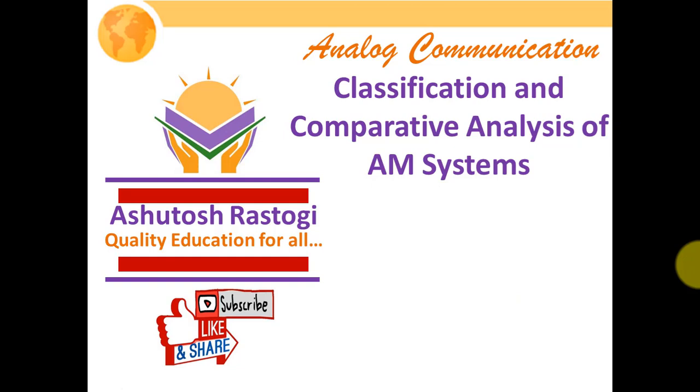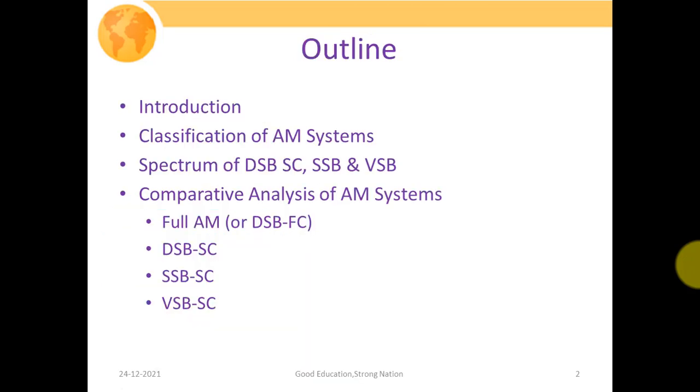Anyways, today in this particular lecture, we're going to discuss the classification as well as the comparative analysis of your AM systems. So these are the outlines. We're going to start with the introduction. Then we're going to discuss the classification of AM systems, obviously on the basis of their generation mechanism. Then we're going to discuss the spectrum of your double sideband suppressed carrier systems, as well as your single sideband suppressed carrier systems and your vestigial sideband suppressed carrier systems.